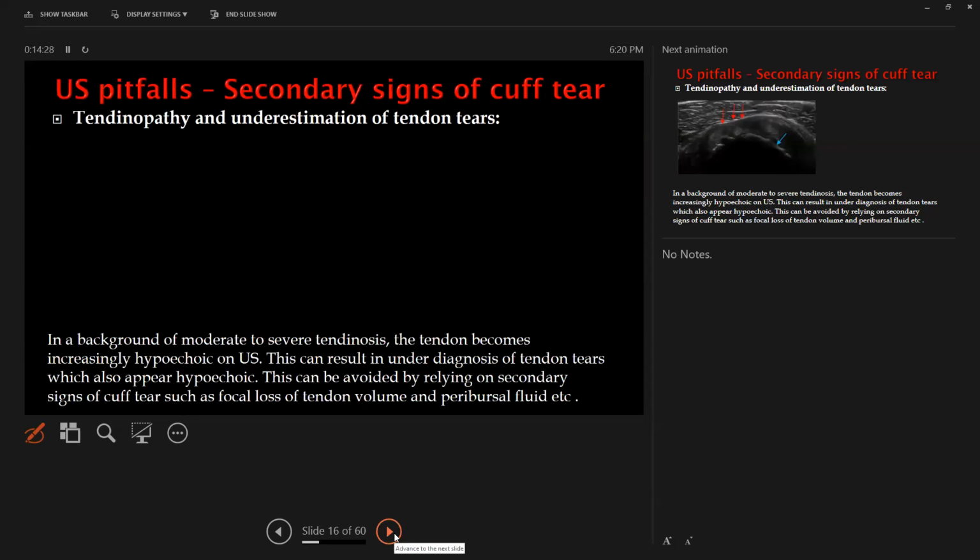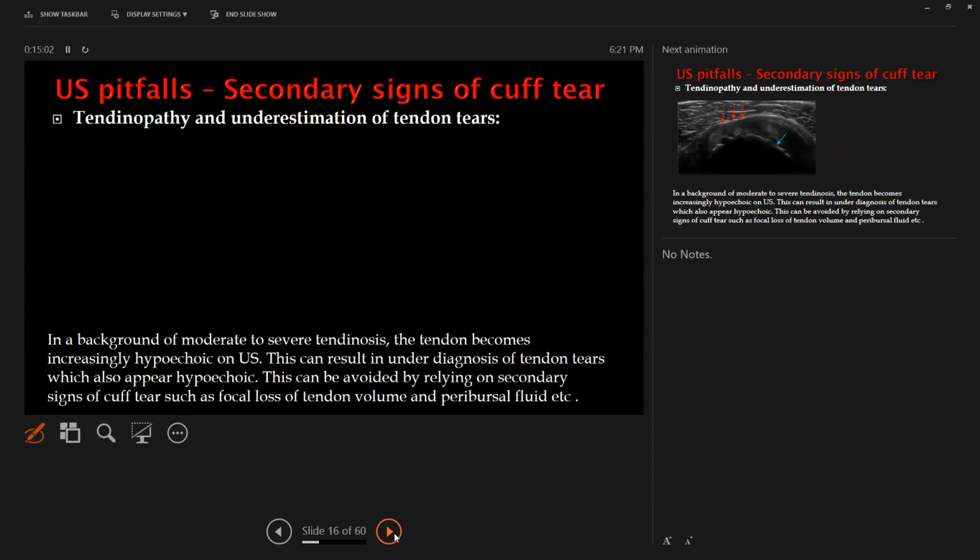So sometimes when there is a lot of tendinopathy, the tendon looks very delaminated, hypoechoic. It is easy to miss small tears. So there are some secondary signs which will help us look at the tendon more closely to avoid missing these types of tears. So the tendinopathy can underestimate the underlying tears.